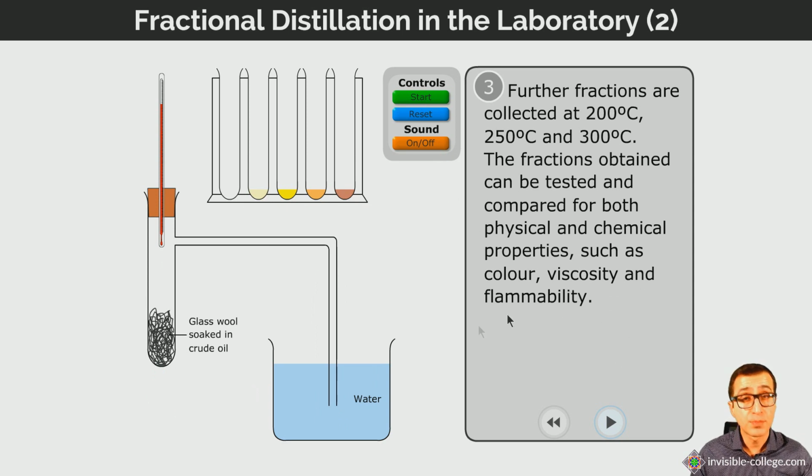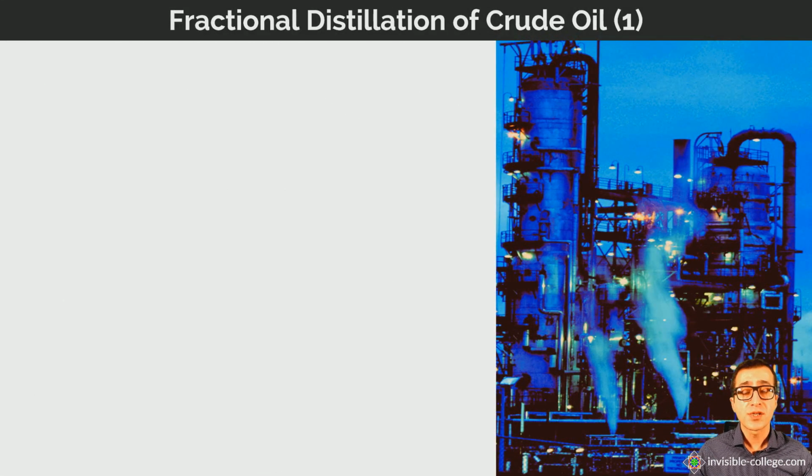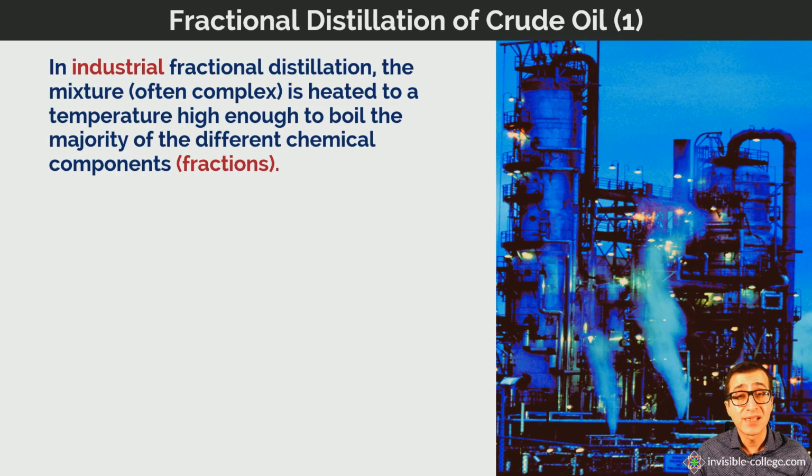So this is the principle of fractional distillation that we can show in the laboratory, but this is done at an enormous industrial scale worldwide in oil refineries. So in industrial fractional distillation, the mixture, which is a very complex mixture, is first heated to a temperature high enough to boil the majority of the different chemical components or fractions in the crude oil. So it's a slightly different approach than the one we use in the laboratory.